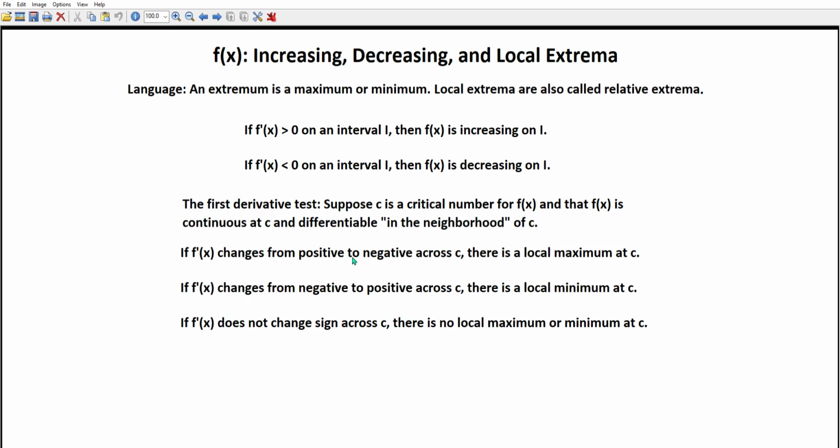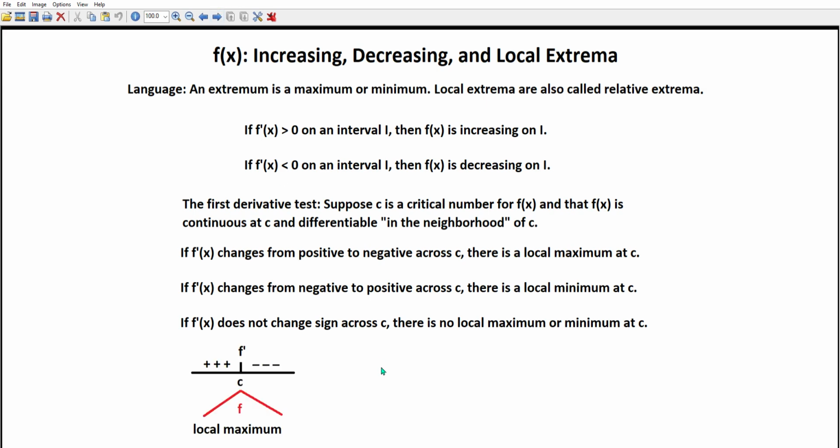If f prime changes from positive to negative across c, there's a local maximum. If f prime changes from negative to positive across c, there's a local minimum. And if f prime does not change sign across c, there is no local maximum or minimum at c. Now, one does not memorize this. One draws little charts of the first derivative that tell you exactly this.